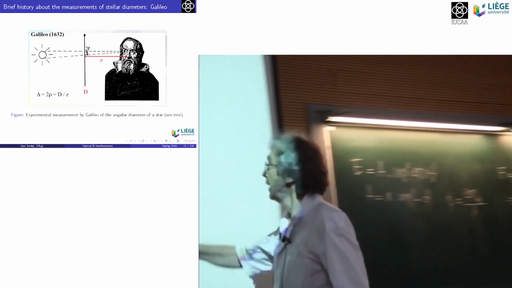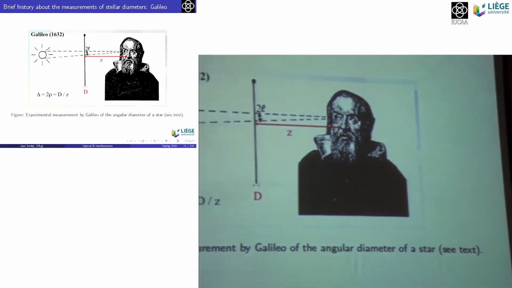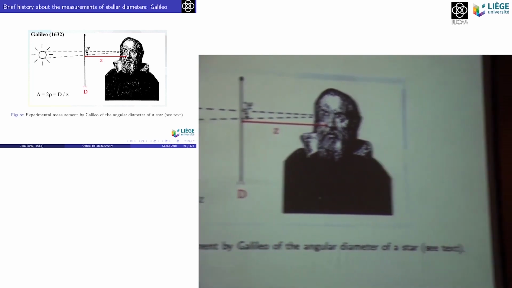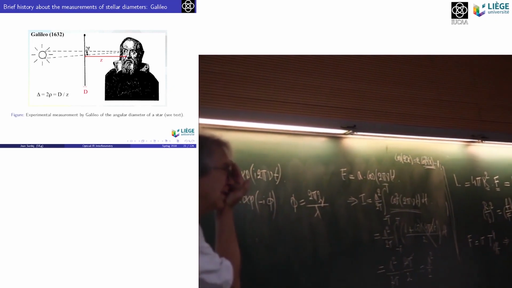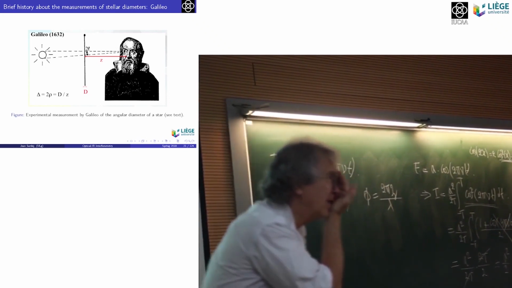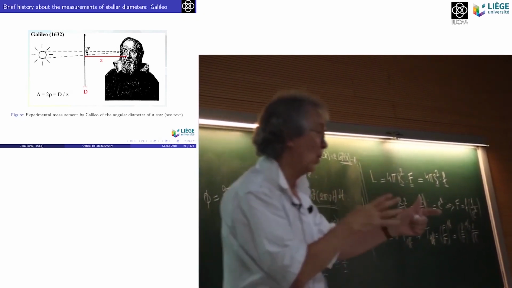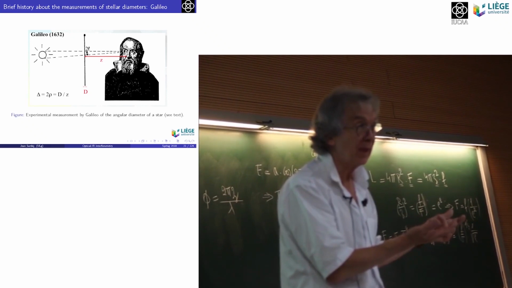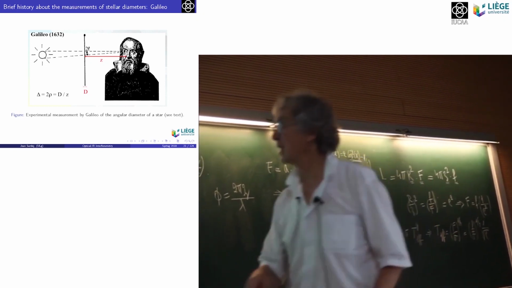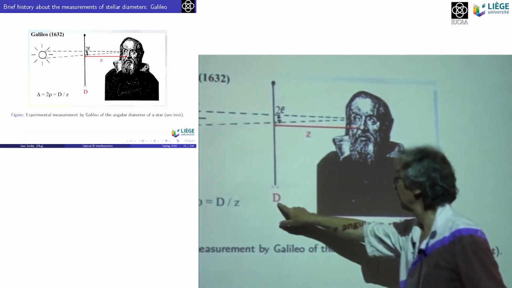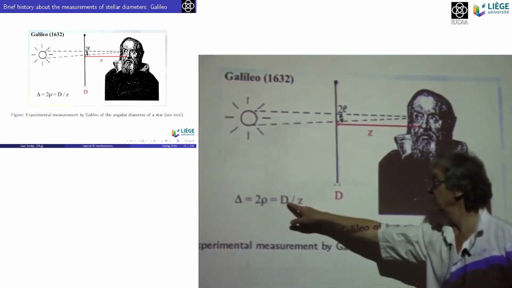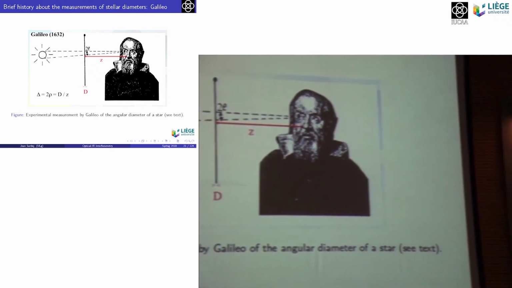So what he did, he just took a very thin wire, and he let it hang, and then he put his eye behind it, looking at Vega. Of course, if you are too far away, you see the star, but then you get closer to the wire, and from a minimum distance, the star gets occulted. And now his estimate of the angular radius of Vega was the angular radius of the wire. So let's assume that the linear diameter of the wire is d, and the distance between Galileo's eye and the wire is z, so the angular diameter of the wire would be d over z. And this would be twice the angular radius of the star.